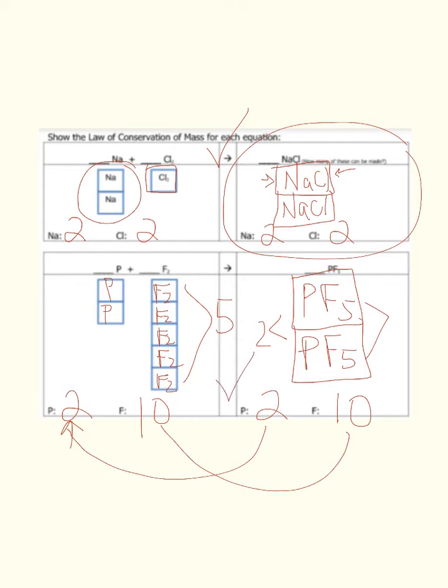And the final step we're going to do on both of these right now, you count the boxes and they become coefficients.